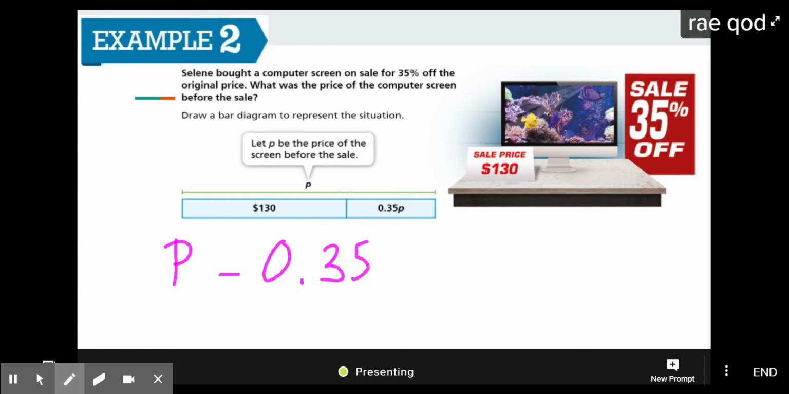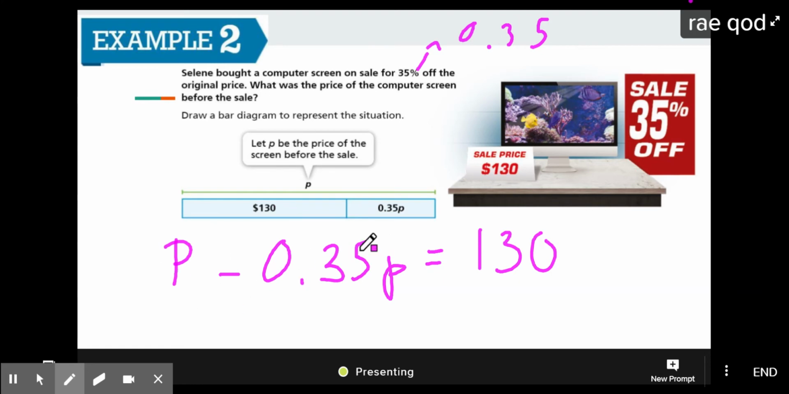And we all know that that is 35 hundredths because I write 35% like this, 35 hundredths, I would just move my decimal over twice. And that's how we got 130. So we had our price, we took off the 35% of the price, and that's how we got 130. Okay, again, so let's combine our like terms.